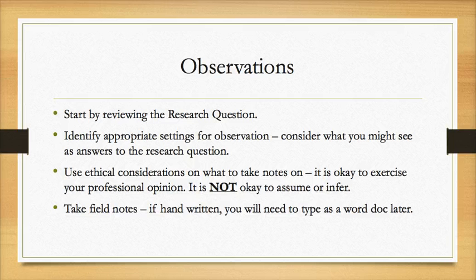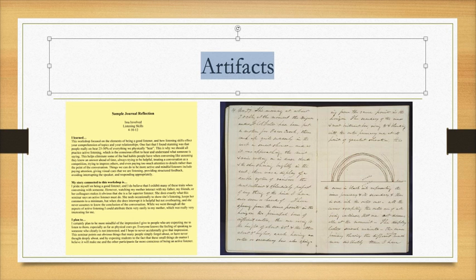However, on the other side of it, you are allowed to use your professional opinion as you're taking field notes. Okay, so field notes are taken handwritten in notebooks, and then what you do later is take your field notes and type them up in a Word doc. Next, we're going to look at the third type of data, which is artifacts.